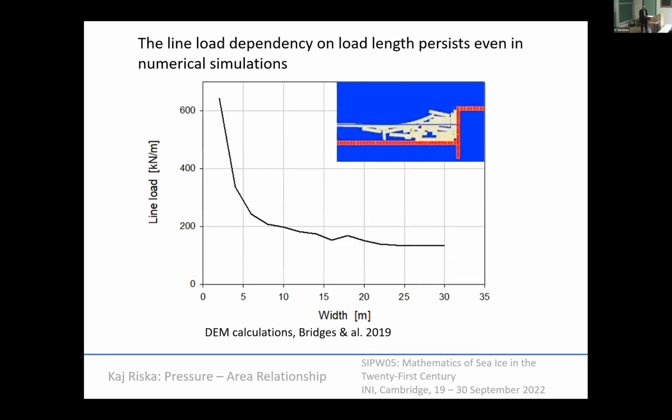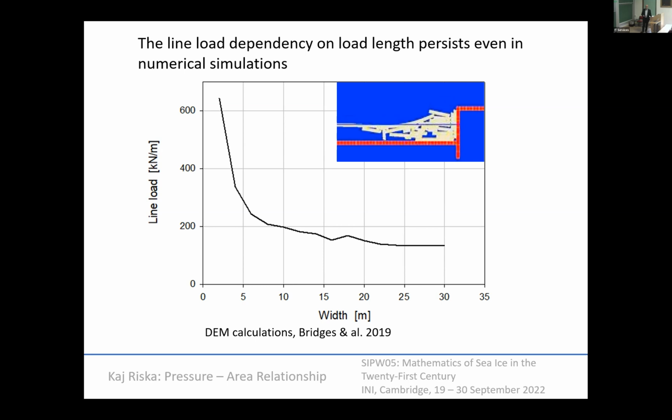Well, to think what is the origin of the pressure area thing, I also got results. Well, that is our paper. Robert Bridges, myself, and Hopkins were the authors. Anyway, we did discrete element simulations on a vertical structure. This is to design Caspian Sea structures. And then we calculated the line load versus load width. So we cut different widths from the face and calculated the load. And it's there also, the dependency is clear.